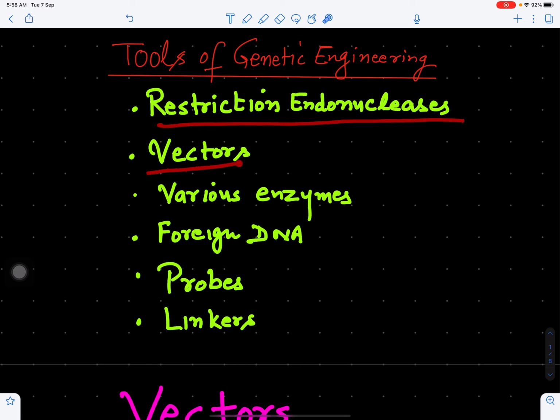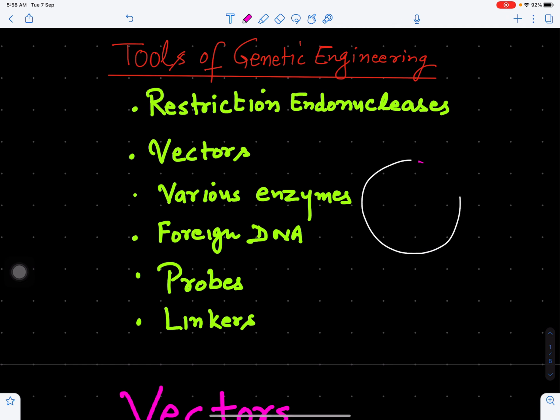Second, we need to have vectors for cloning the gene of interest or DNA. We want to make multiple copies because every time we cannot cut the DNA. So first we will cut the DNA and then we'll create its multiple copies. And for this whole process, for creation of multiple copies and for cutting the DNA, we need different kinds of enzymes. Supposing this is the plasmid and we want to insert this DNA here, right?